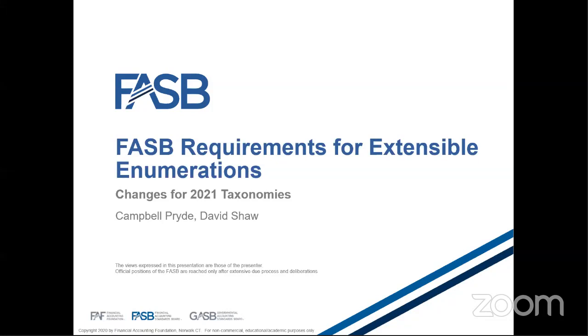We're going to start off with a presentation from David, walking through the changes in requirements. We'll then take a couple of CPE questions for those of you who are getting CPE in the course today. Then Campbell is going to talk a little bit about how extensible enumerations are used and the value that they provide in taxonomies and in ensuring a consistency of data that's reported. Then finally, we'll do a couple of CPE questions, again, just to close up and then talk about some upcoming events.